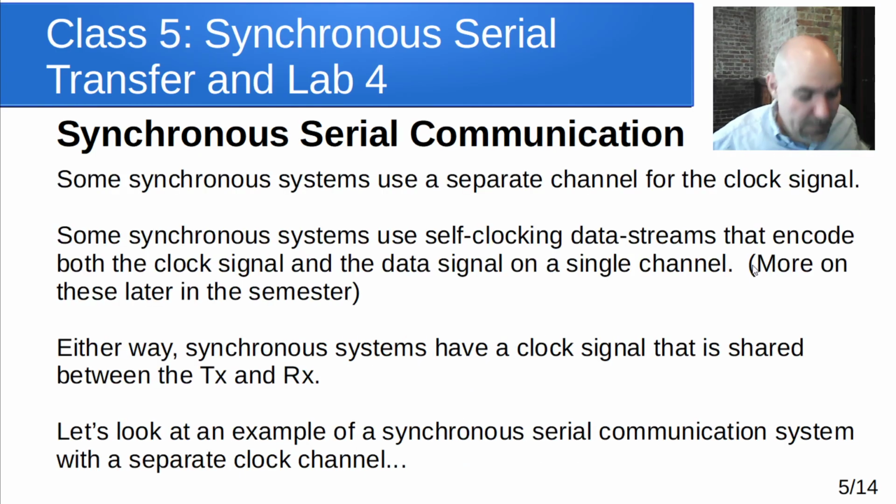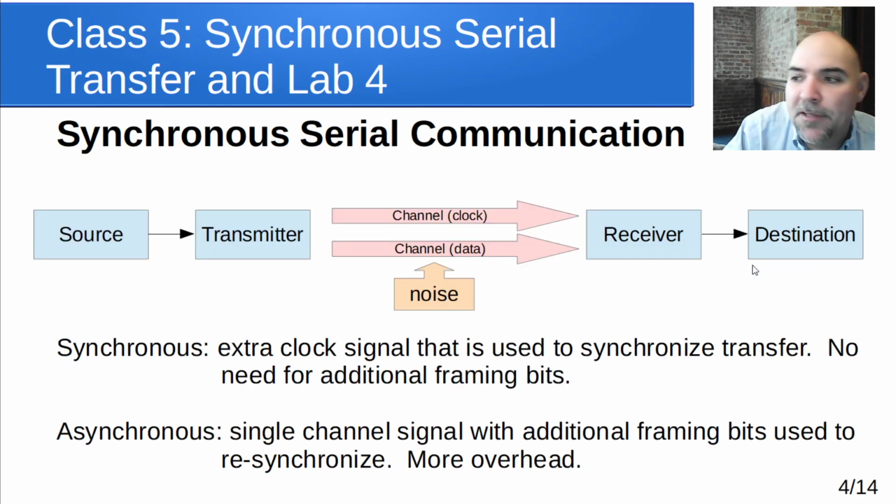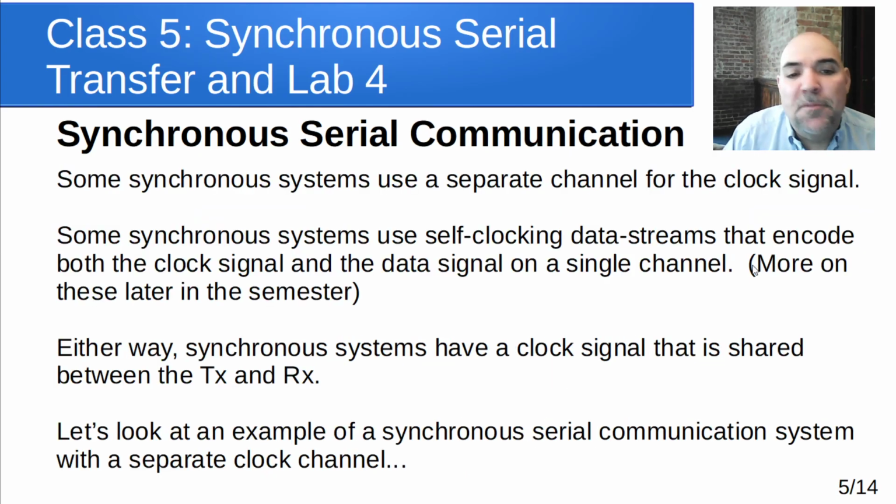Okay, so synchronous systems generally use that separate channel for the clock signal, just like we had in this diagram back here. Some synchronous systems will use self-clocking data streams, like I said, that encode both the clock and the data on a single channel. And like I said, we'll look at that more in a future lecture.